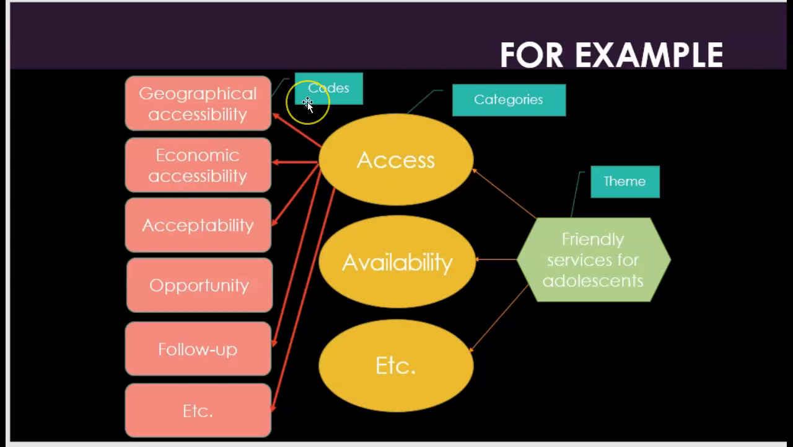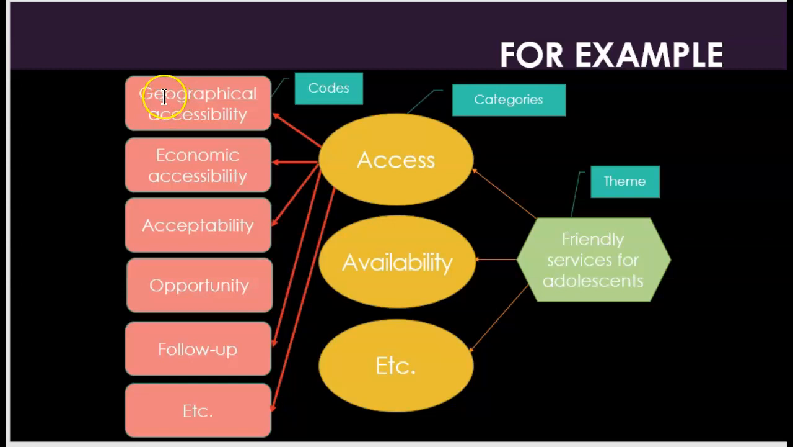So, for example, you're trying to analyze how adolescents can better be served in a mental health capacity. That's your research question. How do you best do that? If you come at it from the deductive side, you theorize that friendly services for adolescents are about access, availability, and other things. Then you go into your data and you have your codes and you find actual examples of these. Going the inductive way, you have these things here.